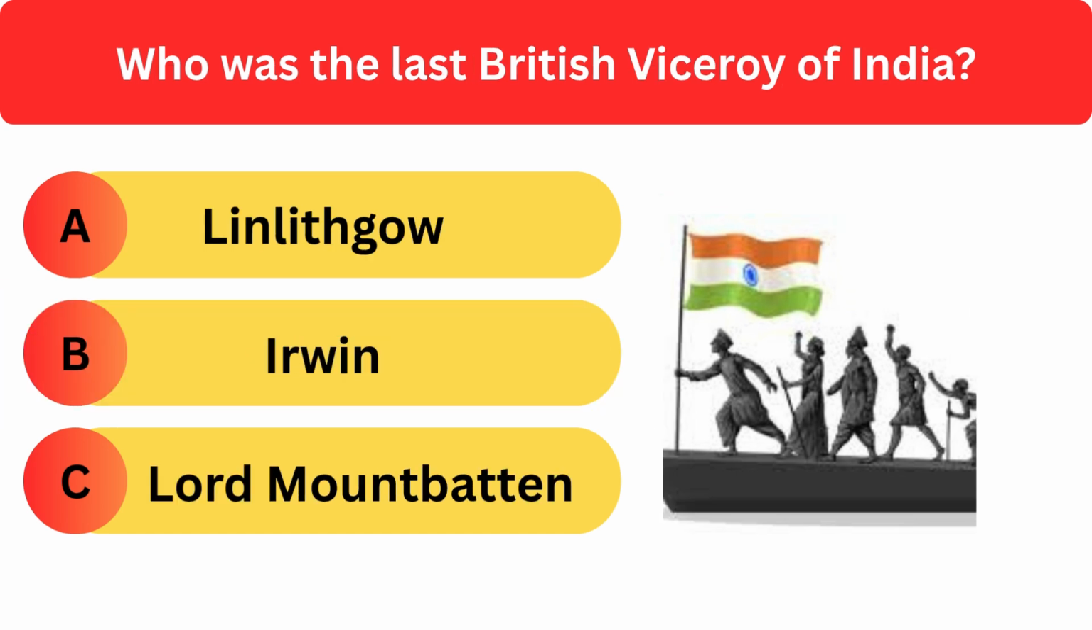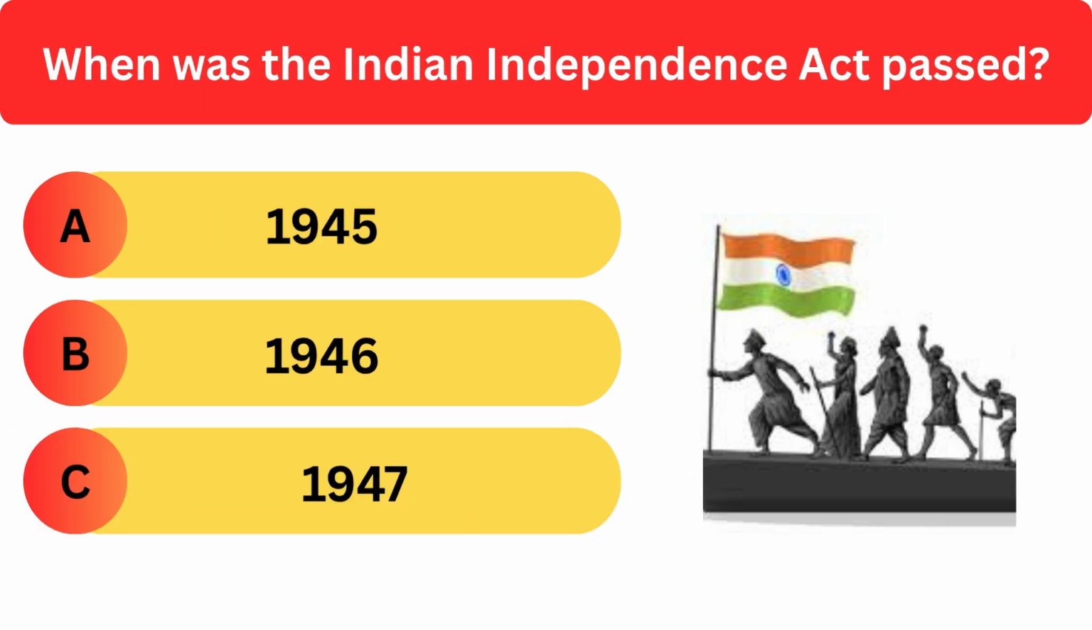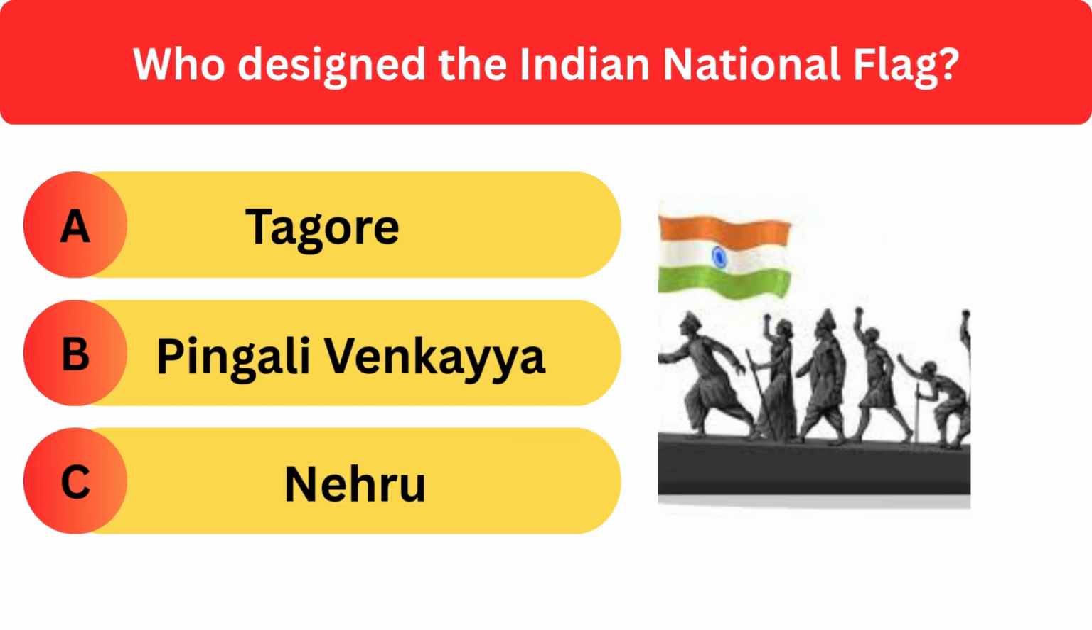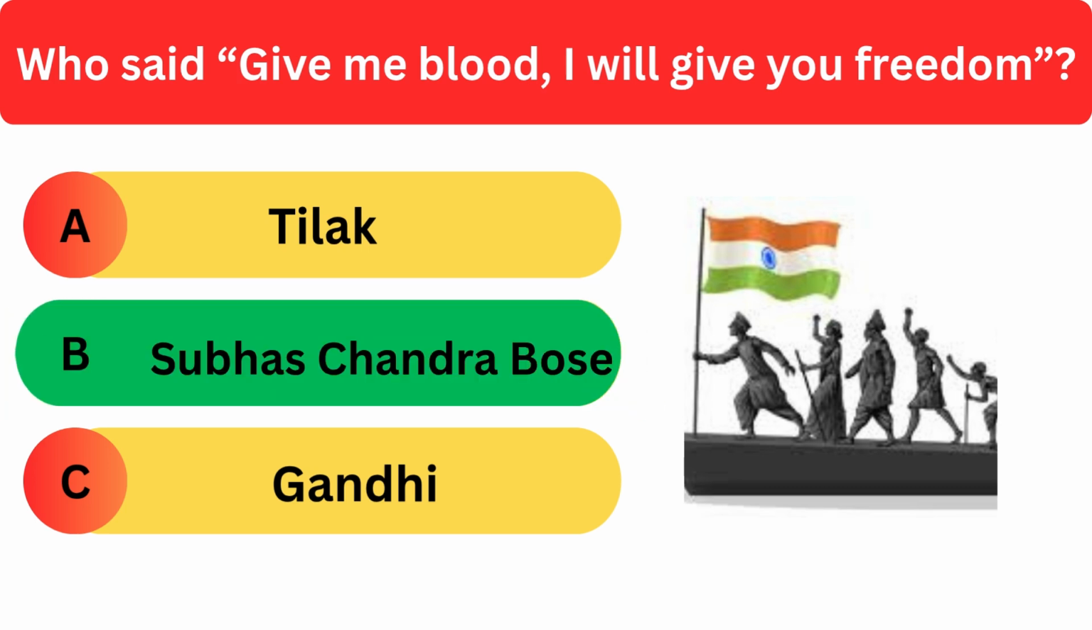Who was the last British Viceroy of India? Linlithgow, Irwin, Mountbatten. Correct answer is Lord Mountbatten. When was the Indian Independence Act passed? 1945, 1946, 1947. Correct answer is 1947. Who designed the Indian national flag? Tagore, Pingali Venkaiah, Nehru. Correct answer is Pingali Venkaiah. Who said, "Give me blood, I will give you freedom"? Tilak, Bose, Gandhi. Correct answer is Subhash Chandra Bose.